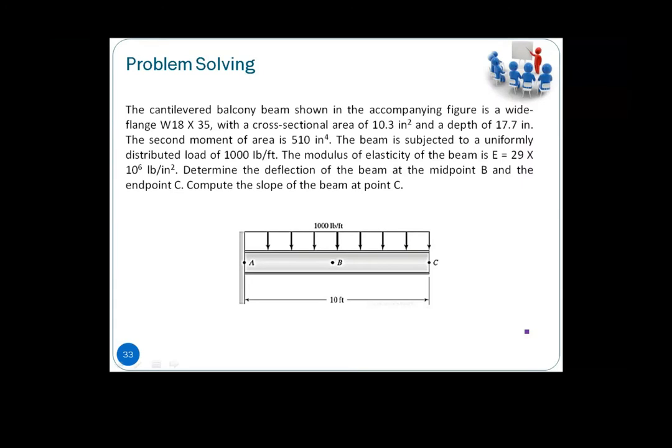So if you look into the problem itself, the cantilever, if you have a beam shown here, a wide flange, W18 times 35. If you go and find the properties on the internet, it will tell us that it's an I-beam. Probably I will just draw it out. So this is W18 times 35.